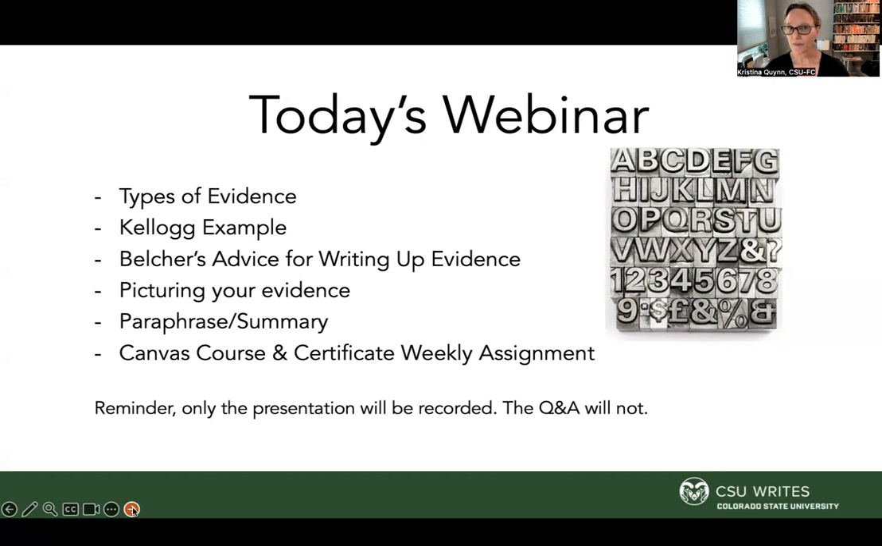Belcher's writing advice for writing up evidence. We'll take a look again at Wendy Belcher's work and picturing your evidence. What does it look like? Kind of how is it that you're picturing it? We're not going to go into illustration, and particularly if you're in science fields where you do a lot of detailed graphing or illustration of your processes or data, we're not going to go into that, but just for you thinking about it. And then talk a little bit about paraphrase and summary if we have time, and then the Canvas course.